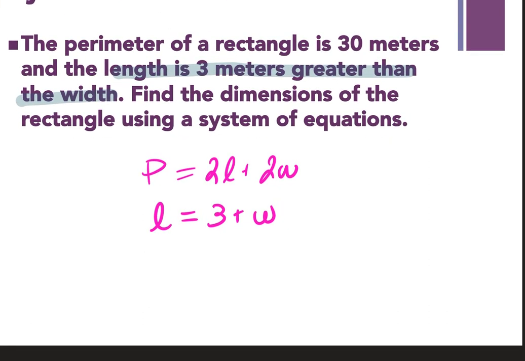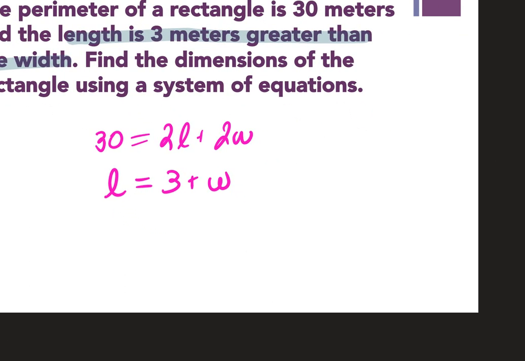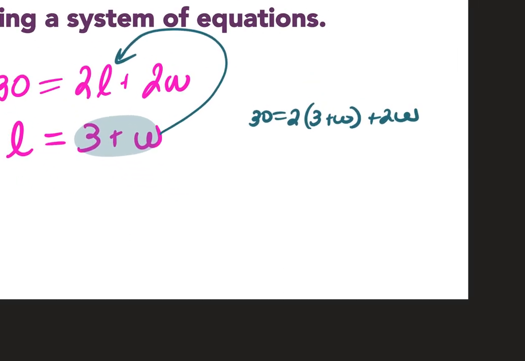So what else they told you is that the perimeter equals what? 30. So P is 30. If I left it as it is, I had 3 variables. That's too many. We're doing 2. So now I already have this set up for substitution. I can take the length and plug it in here. And I get 30 equals 2 times (3 plus W) plus 2W. 30 equals 6 plus 2W plus 2W.